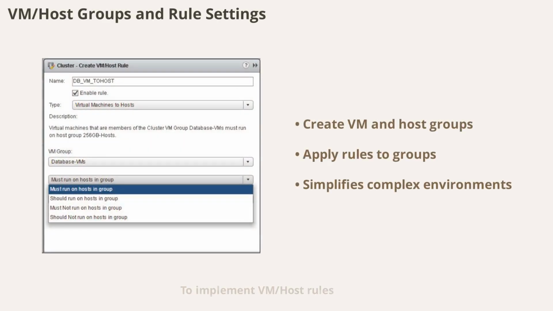To implement VM host rules, you first create VM and host groups in the cluster settings. These groups allow you to define collections of VMs or hosts for use in rules. Once groups are set up, you can create rules that specify how these groups interact, such as keeping certain VMs on certain hosts or ensuring separation. This structured approach makes it easy to manage complex environments with many VMs and hosts.